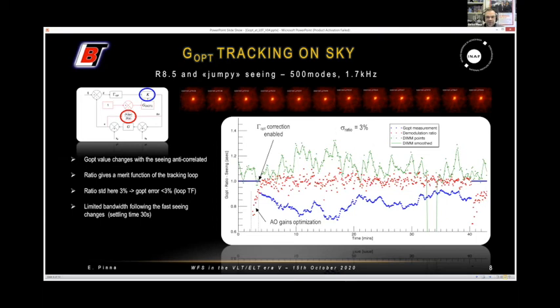Here, for example, we measure that our ratio has a standard deviation of 3%, that tells us that for sure our geopt should have an even lower noise, because the geopt is then filtered by the loop transfer function that is smoothing the measurement noise.